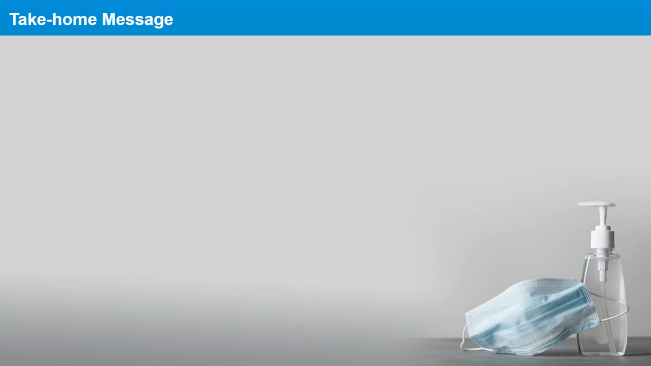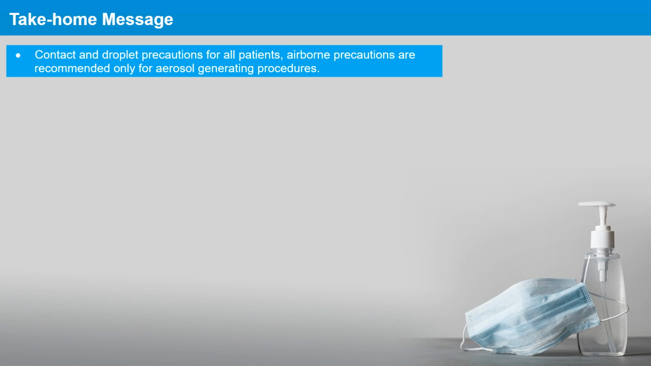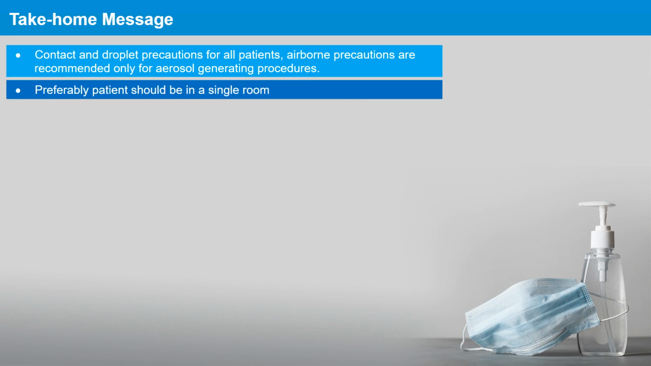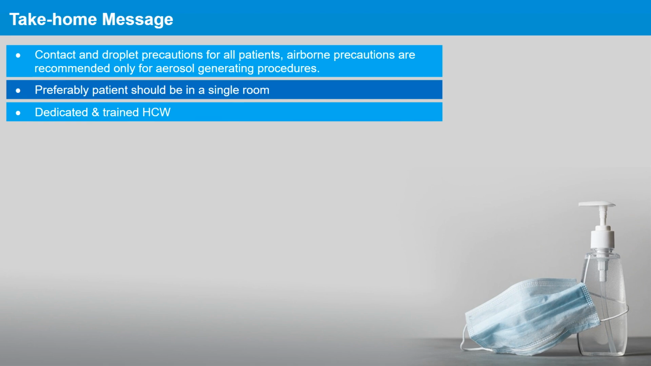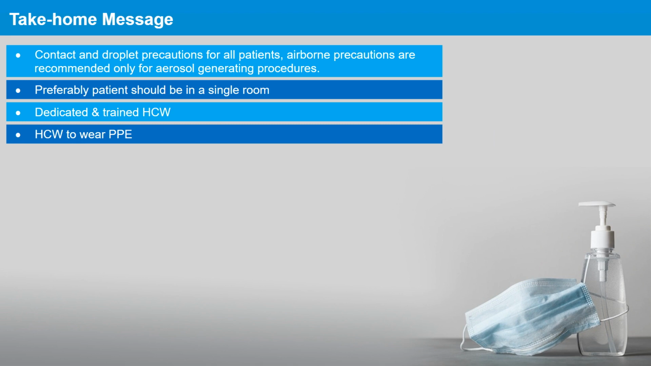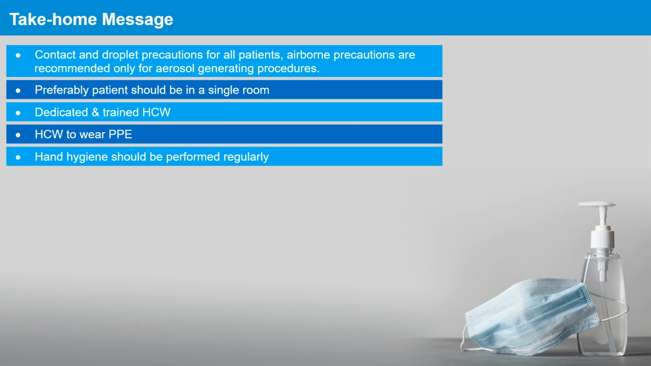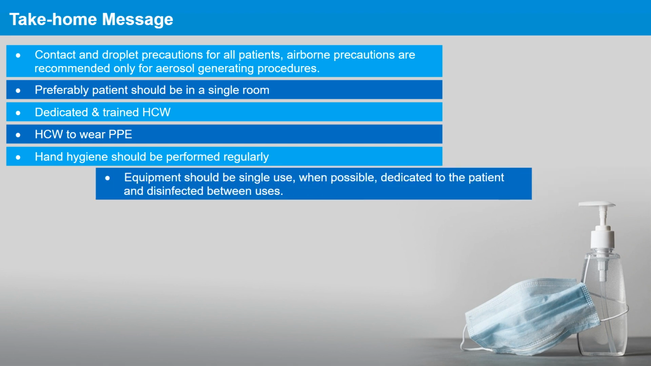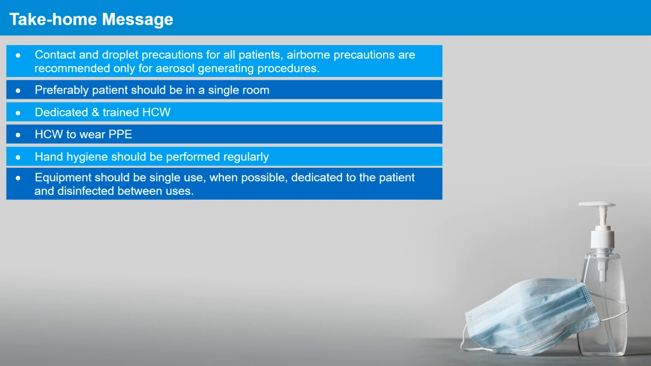So, what are the take-home messages from this module? Let's list them once again. Whether patients are suspected or confirmed of COVID-19, certain protocols need to be followed. Contact and droplet precautions should be followed for all patients. Airborne precautions are recommended only for aerosol generating procedures. Preferably, a patient should be in a single room. Dedicated and trained healthcare workers should take care of the patients. Healthcare workers should wear personal protective equipment. Hand hygiene should be performed regularly by everyone. Equipment should be single use and when possible, dedicated to the patient and disinfected between uses.